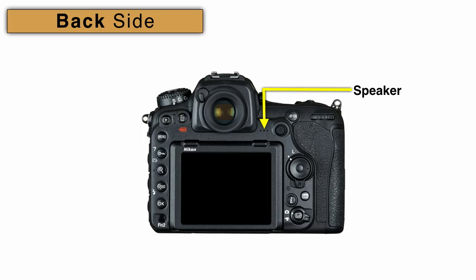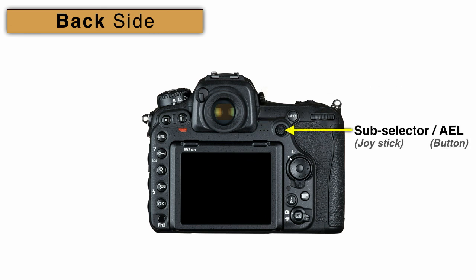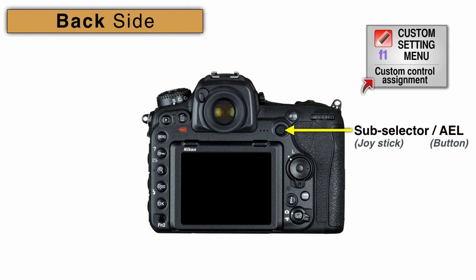All right, what's next? Okay, we've got a little speaker back there, so when you're playing back movies, that's where the sound is coming from. And now we get to our joystick, our sub-selector, as Nikon has so elegantly called it. Now this is a little joystick that you can move up, down, left, right, and so forth, but it is also a button. And right now the button is auto exposure lock.